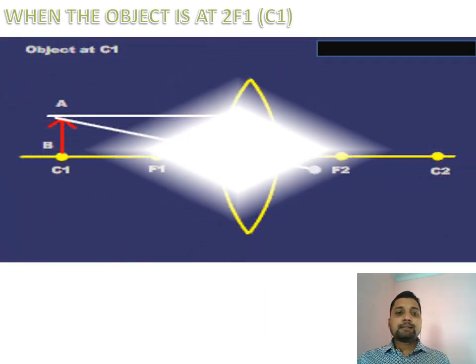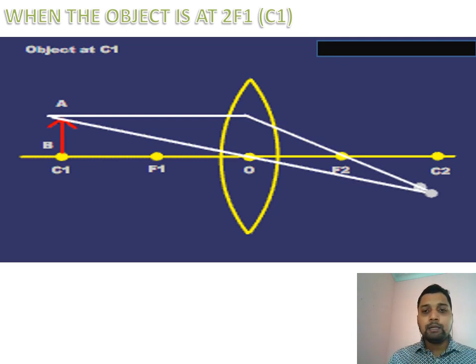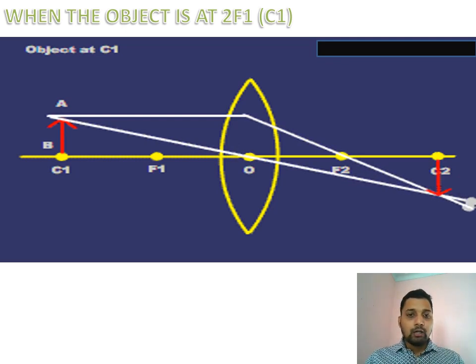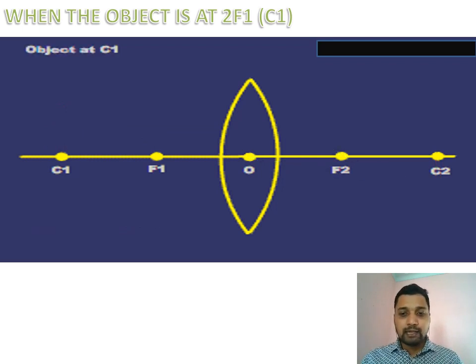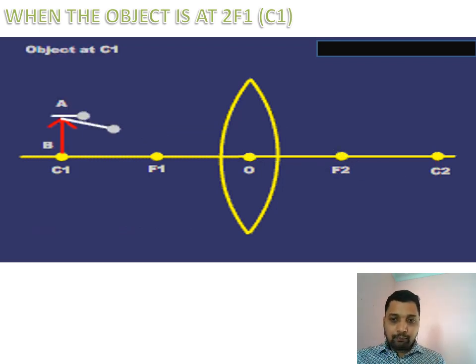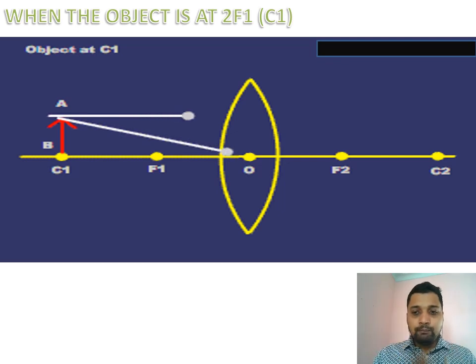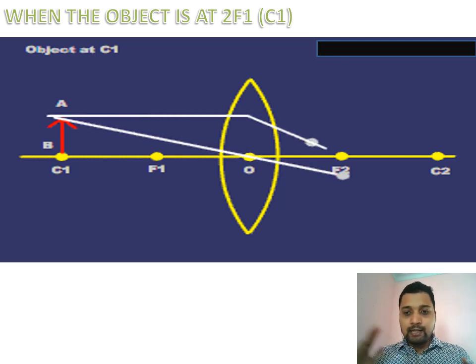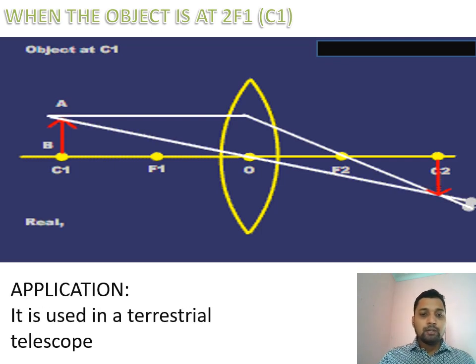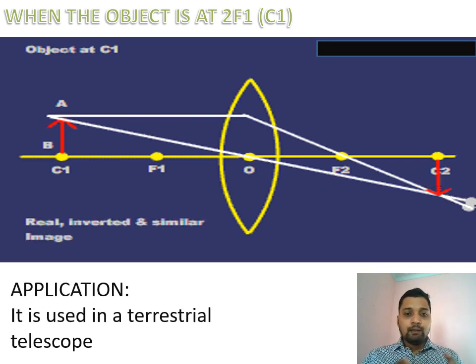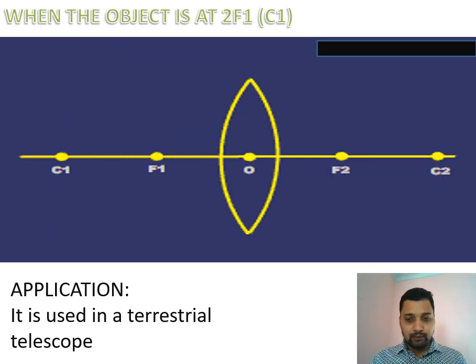Next one, when the object is at C1 or 2F1. When the object is at C1, two light rays, one parallel to the principal axis passing through focus, the other a ray of light passing through the optical center, meet at the point C2, meaning a real, inverted image of the same size is formed. That's the position: the object at C1, the image forms at C2, on the other side with the same size. And now its use: it is used in a terrestrial telescope, mainly to get the same size of image but inverted.